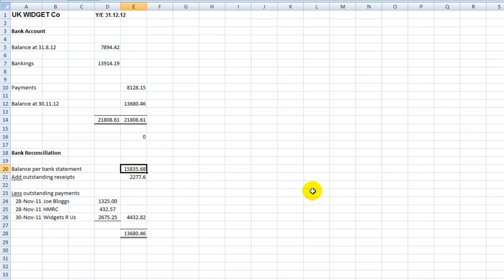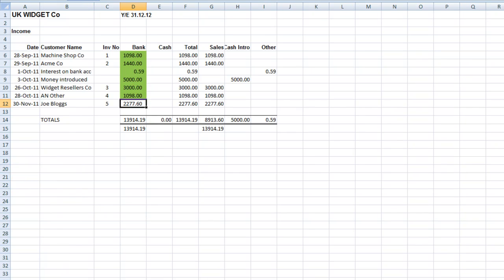You would need to tick off the bank receipts and the bank payments from your bank statement to your spreadsheets for the period 1st of September 2012 to 30th of November 2012, and include any items in your spreadsheet that are not already included but are shown on your bank statements, stopping when you get to 30th of November. For the purpose of this video, I have highlighted the ones I have ticked off to my bank statement in green, as shown.